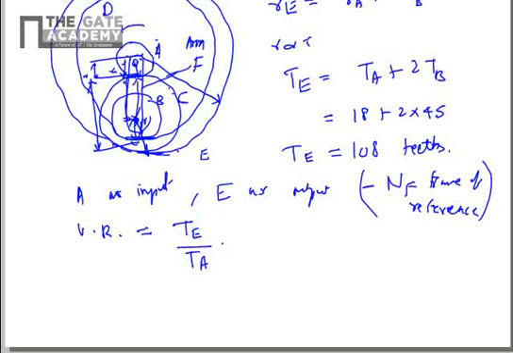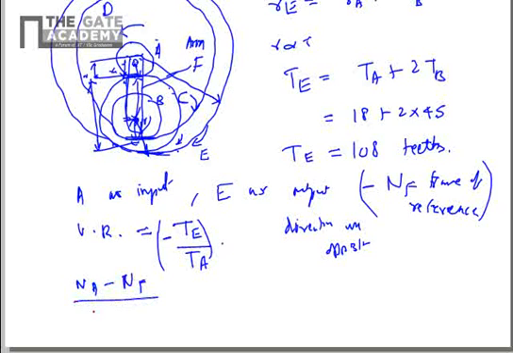If you consider A moving anti-clockwise in this direction, then C will move clockwise, and then E also moves clockwise ... so directions are opposite. Hence the velocity ratio will be minus TE by TA. Now the velocity ratio from the angular speeds in the minus NF frame of reference will be equal to NA minus NF, that is the speed of the driver, divided by the speed of the driven, that is NE minus NF.